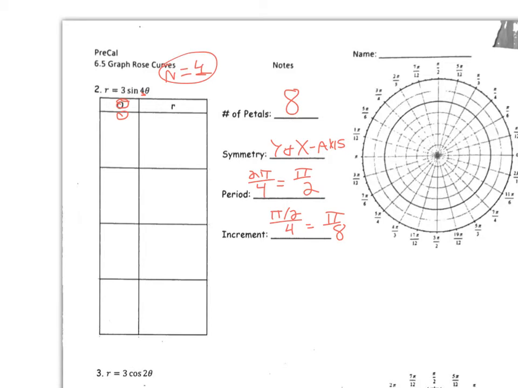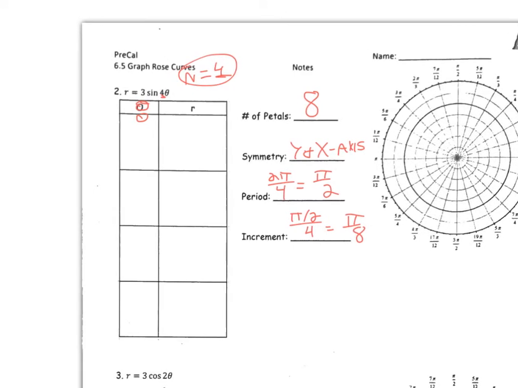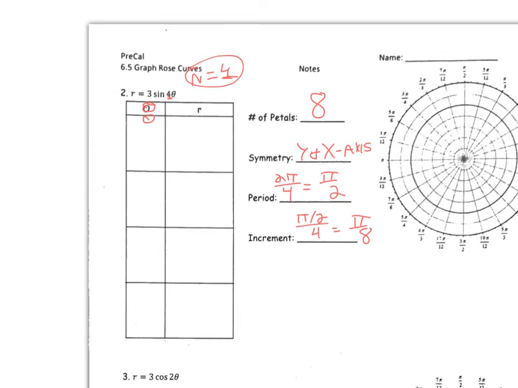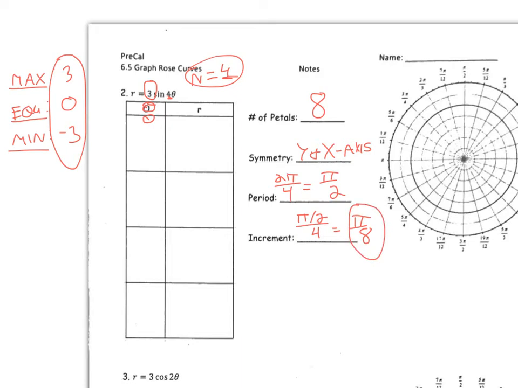So once we have petals and symmetry, we're really relying on our previous lessons on graphing sine and cosine waves. So, alright, since the amplitude's 3, there's no vertical shift. Since the amplitude's 3, our max is 3, our equilibrium is 0, right? That's going to give us points at the origin. And then the minimum is negative 3. So right here, these 3 values are the only values we're going to get for the radius. Okay, now I want to get the values for theta first. This is where increments really comes in handy.